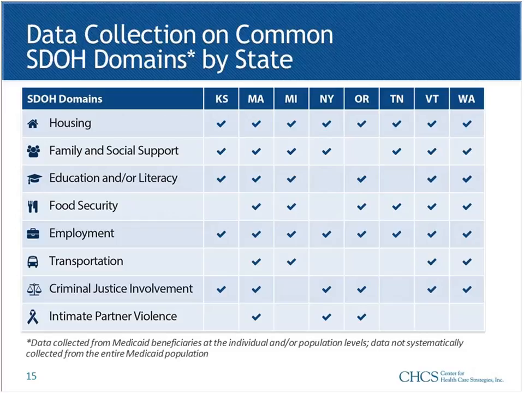But the most common domains we came across were, and I'll list these for you: housing, family and social support, education and/or literacy, food security, employment, transportation, involvement with the criminal justice system, and intimate partner violence.